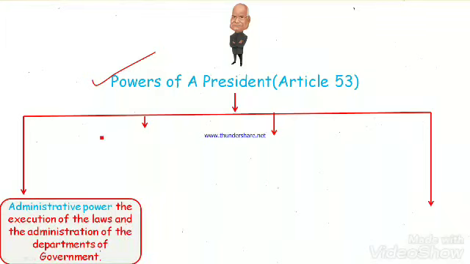The first power related to the president is administrative power. The president has the power to implement the law with his own will. It means whenever the president signs the law, it will come into force. Otherwise the law will not come into force.